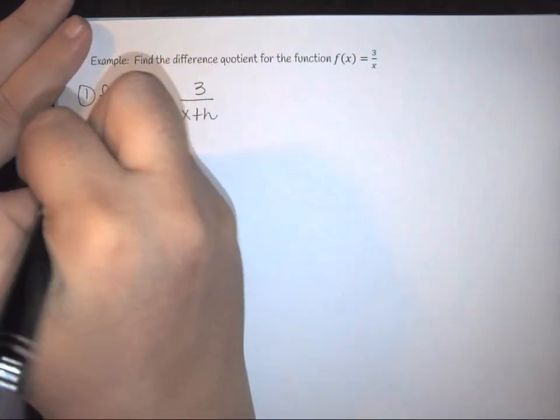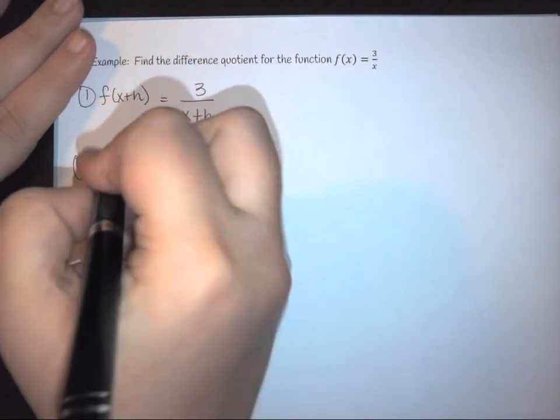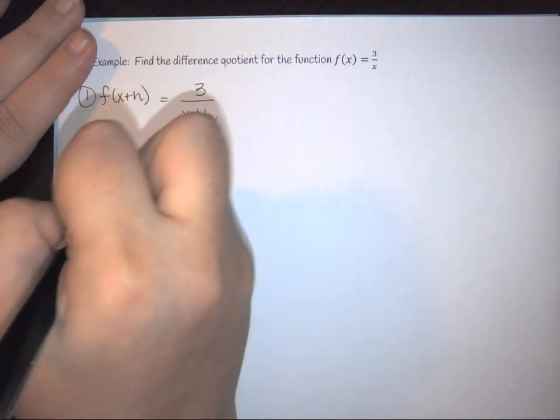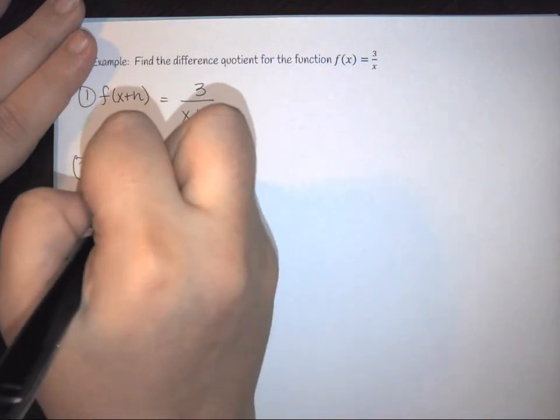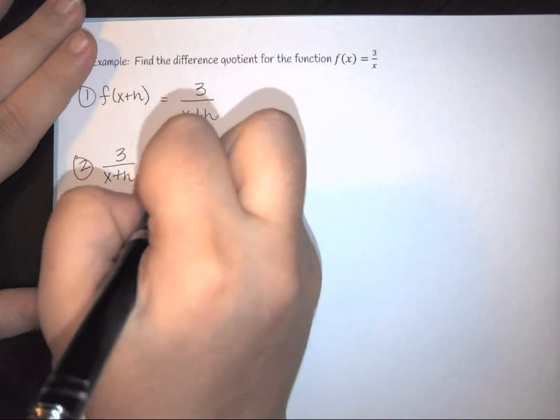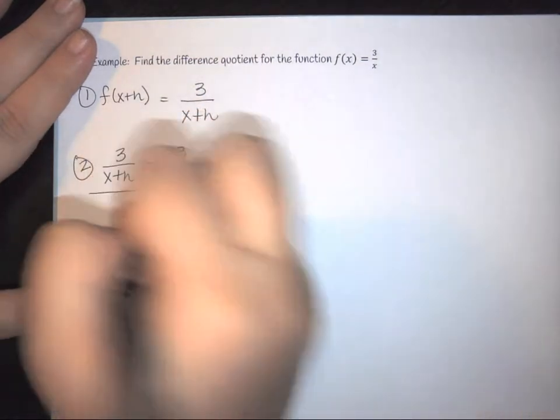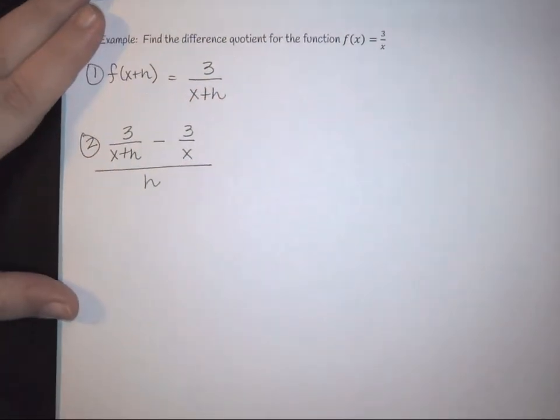That second step says we have to apply the formula. So 3 over x plus h minus 3 over x, and the whole thing is over h. So let's start in and see what happens.